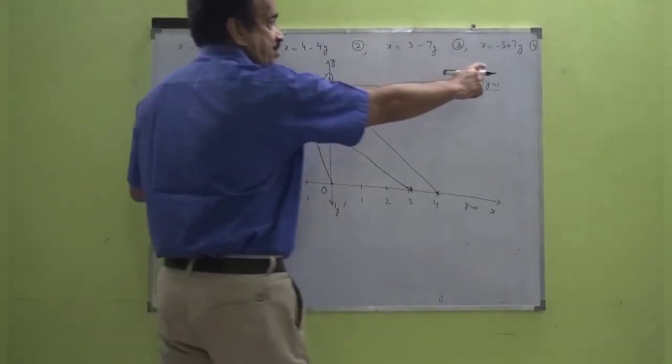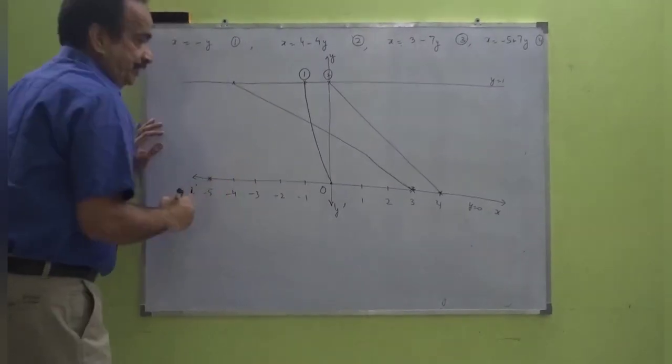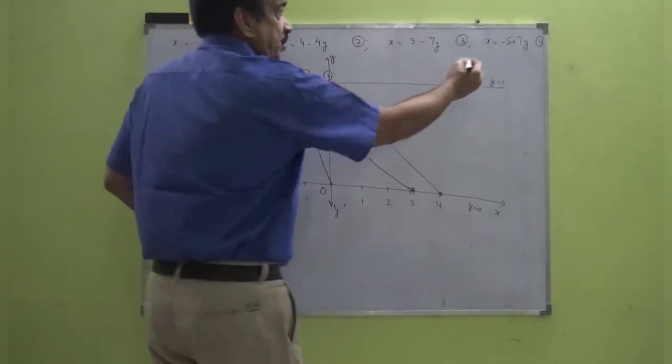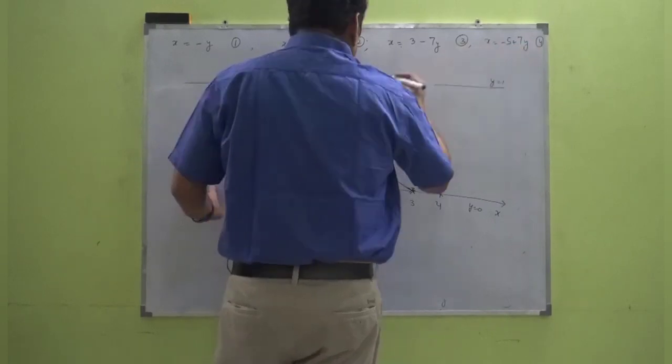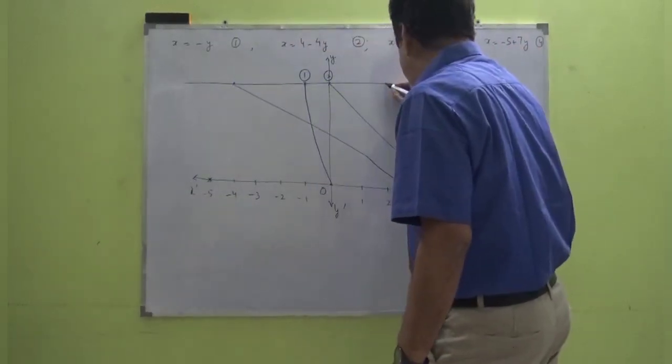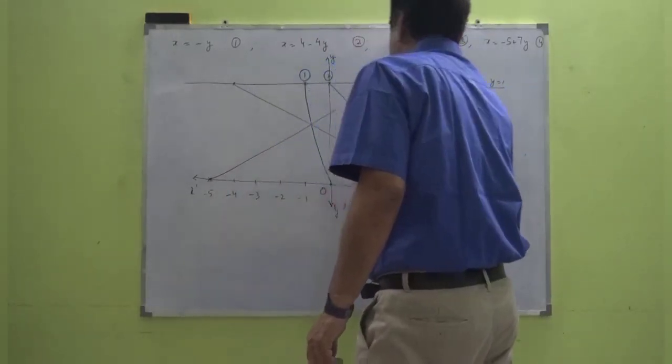And then we have the last one. When y is 0, x is minus 5. So this is that point over here. And when y is 1, x will be equal to 2 here. So this is 2 here, for y equal to 1, and this will be the line here.